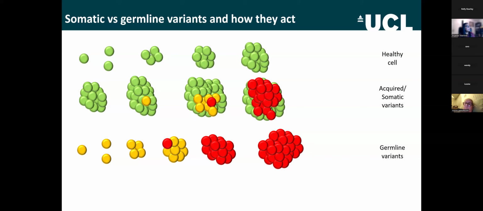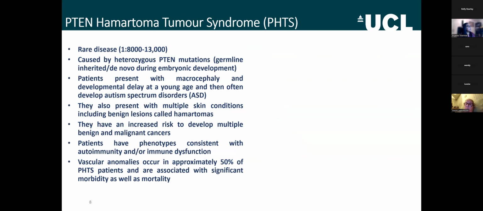Okay, so I think next I've got a slide on PHTS and the function of the PTEN gene. But before that, are there any questions? Okay, so no questions so far. So this slide probably wasn't necessary for this audience. We all know PHTS, but I thought I'll put it up so that I can correlate the different symptoms that are seen in PHTS with the different functions of the PTEN gene.